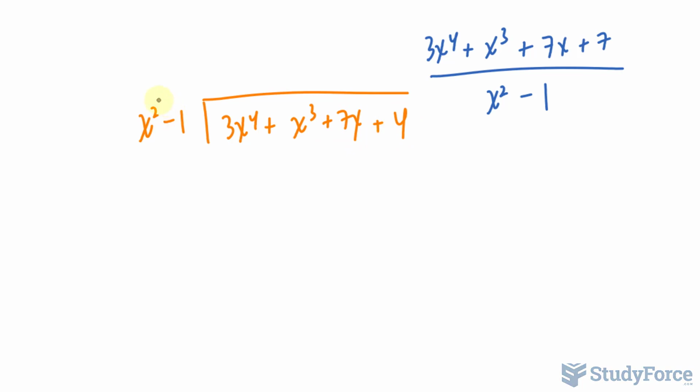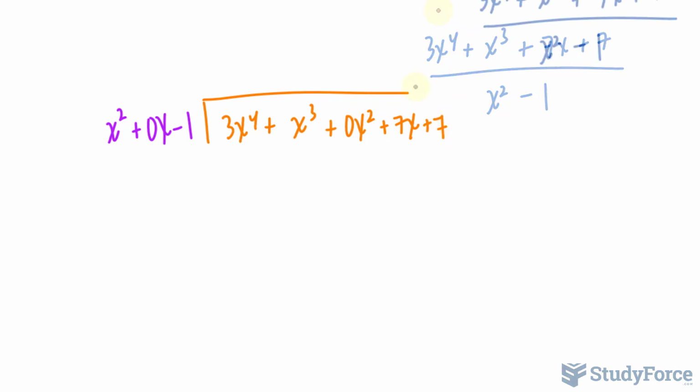As you can see, the divisor here is missing the x term. It is a quadratic, so we want to fill that in for visual sake. So I'll write down x to the power of 2 plus 0x minus 1. And over here, we're missing the x to the power of 2 term, so let's also fill that in: plus 0x to the power of 2 plus 7x plus 7. The number up here will serve as our quotient.